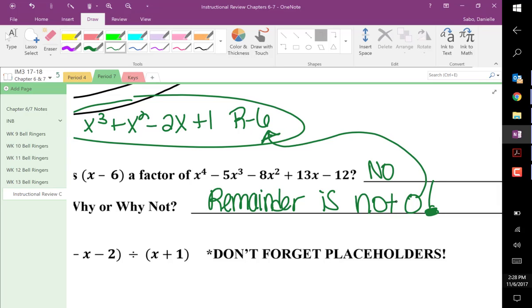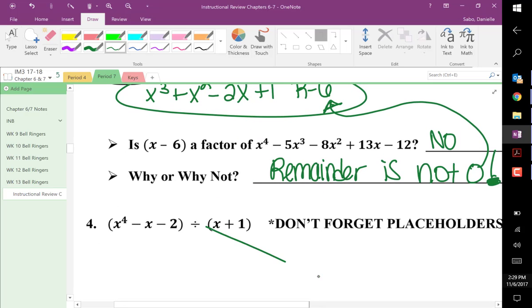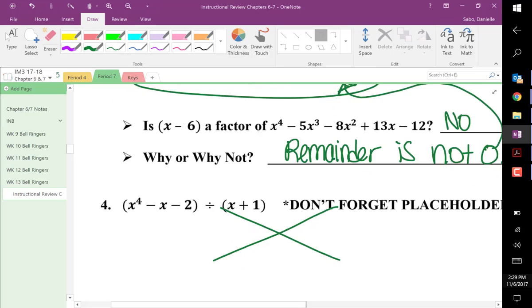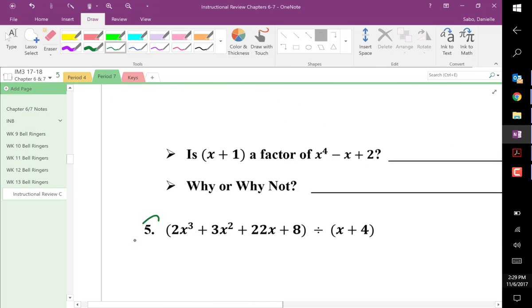Okay? We're actually going to skip the next one. I really don't care too much about it. I just want you to cross it out. I'm not going to have placeholders on your test, so I don't want to waste your time. But you should know that you would need placeholders there. But you have to do number 5 for your homework.